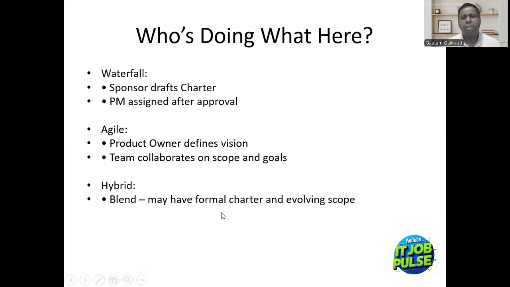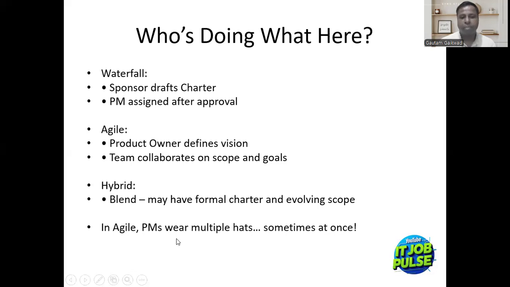Hybrid blend may have a formal charter and evolving scope. So it's a combination of agile and waterfall. The charter can also be made and the scope also can be changed. But as soon as the scope changes, the budget and the time also change in hybrid.